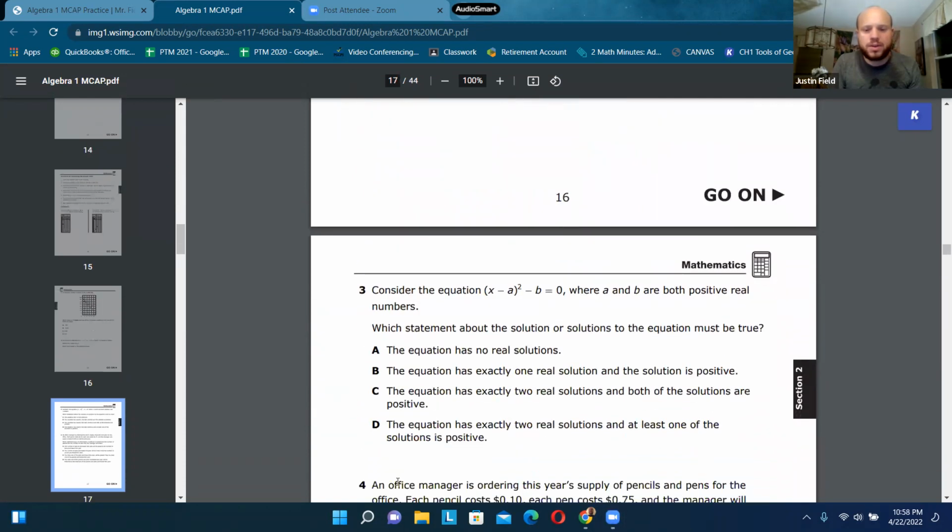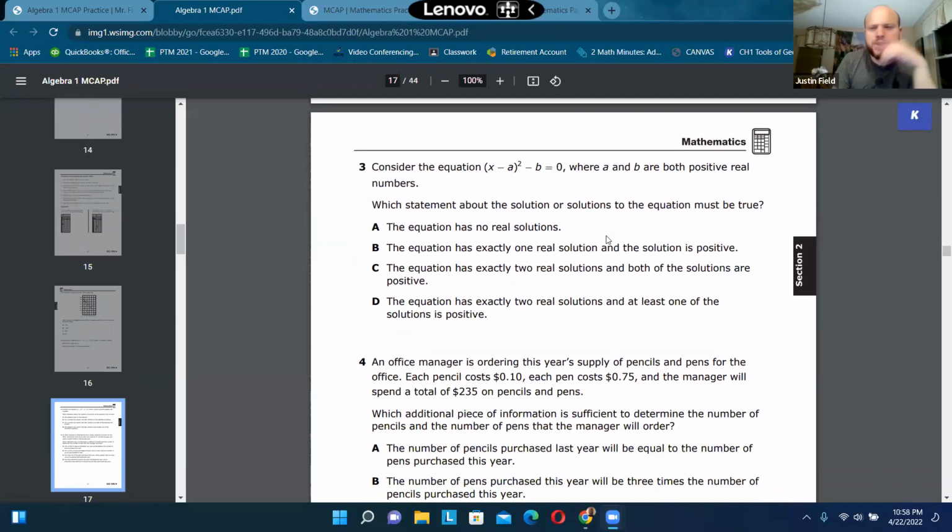All right, let's just check the answer key, that's right. So we're good. Consider the equation ax minus a squared minus b equals 0, where a and b are both positive real numbers. Which statement about the solution or solutions to the equation must be true? So what is this? This is vertex form, right, of a quadratic.